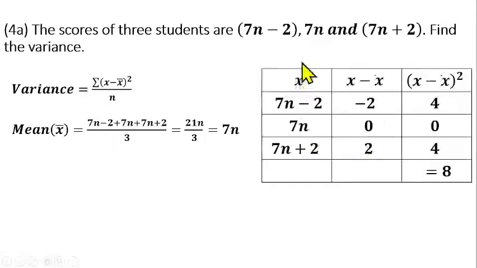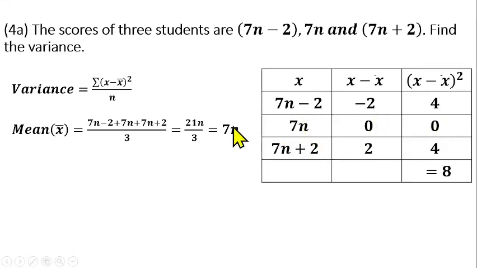This is our x. Our x is 7n minus 2, 7n, and then 7n plus 2. So we need to get our x minus x bar. This is x bar. So I don't know why it's not showing. It is x bar. So we have x minus x bar. This is our x, and this is our x bar. Our x bar is 7n. So how do we do that? We have 7n minus 2, then minus 7n. We have 7n minus 2 minus x bar, which is 7n. So 7n minus 7n gives us 0. You have minus 2 left, so that will give us minus 2.